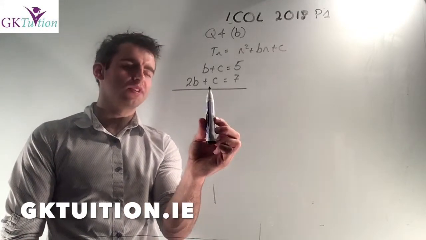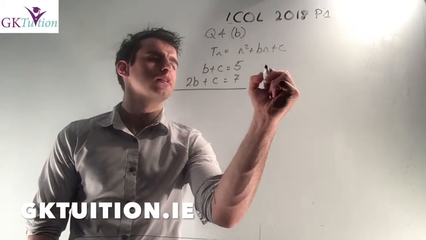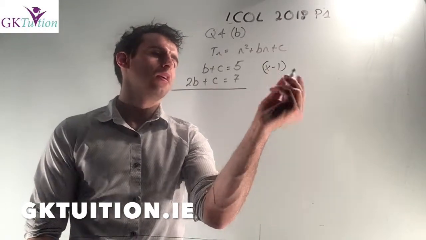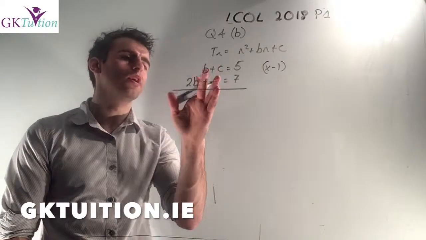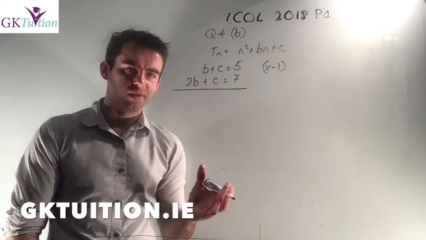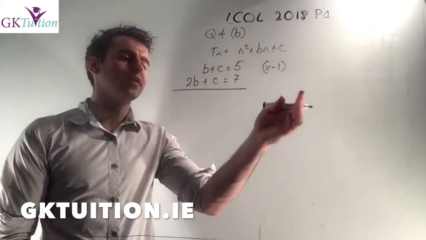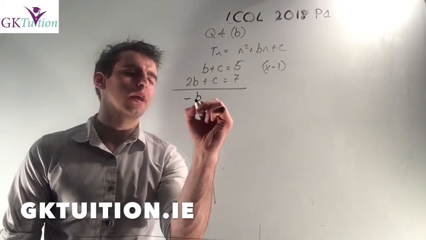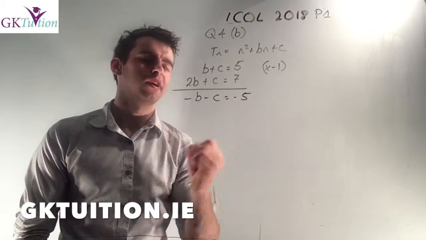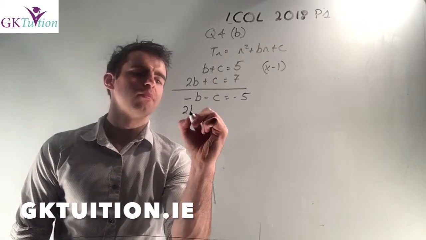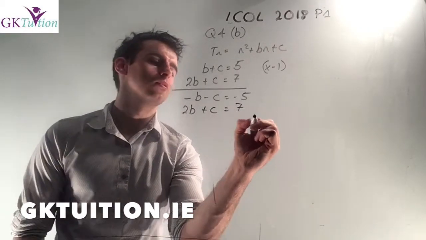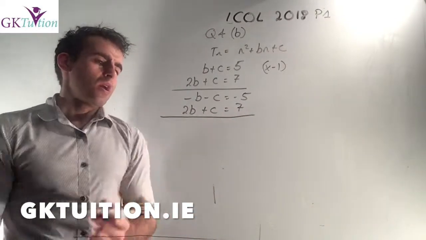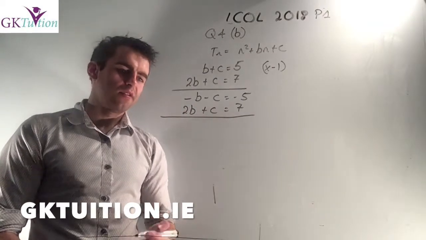And since there's a plus c on the bottom, I'm going to try and turn the top into a minus c. If I multiply the top line by minus 1, I'll have minus c, and the c's will cancel. So if you multiply everything on the top by minus 1, you'll get minus b minus c equals minus 5. The bottom line is going to stay the exact same because I'm going to do nothing with it. Now I'm just going to add my two lines together.